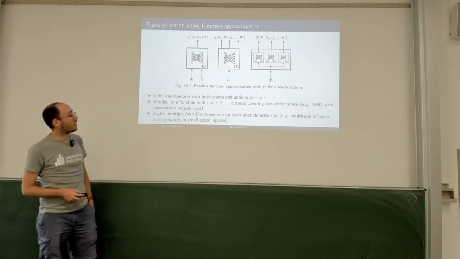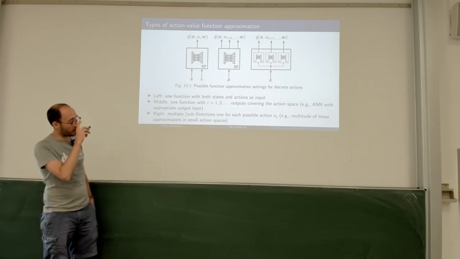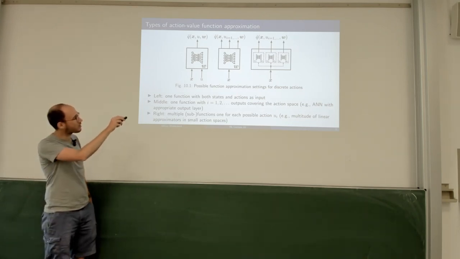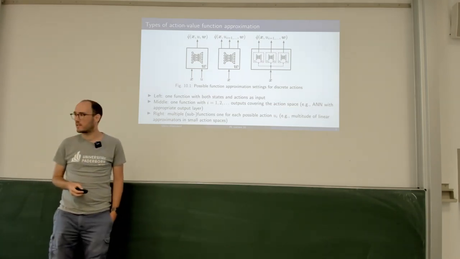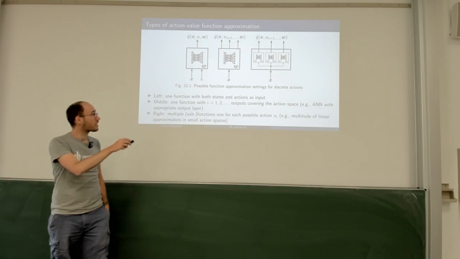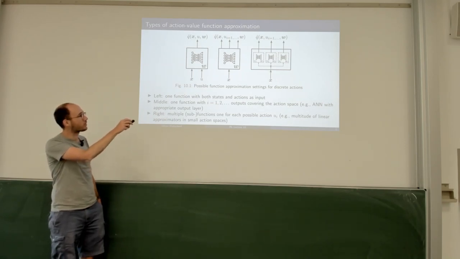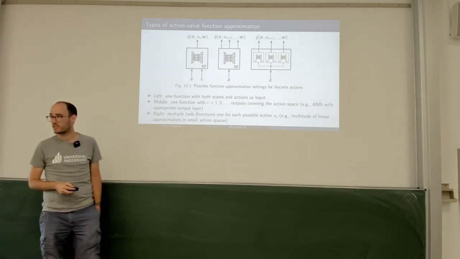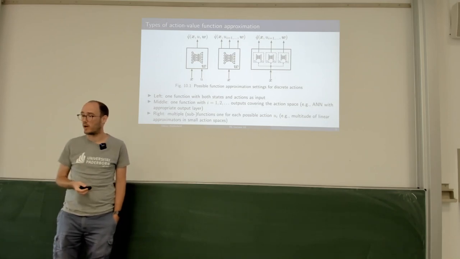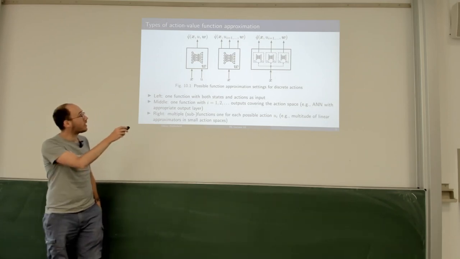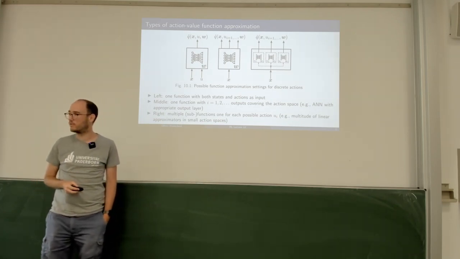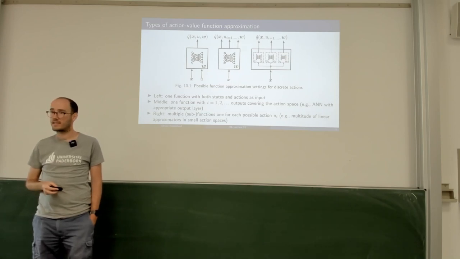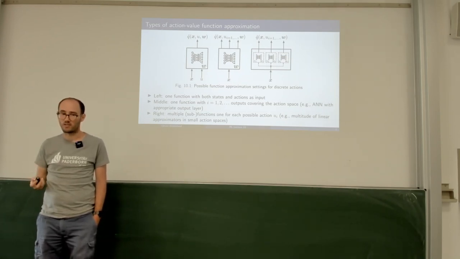So therefore, what we can also do is a variant of this implementation, this middle one, where we do a multi-output architecture. So we basically just provide to the artificial neural network the state information x, so what is the state of our environment, and we use a multi-output architecture where we have as many outputs in this Q value approximator as we have decision options.